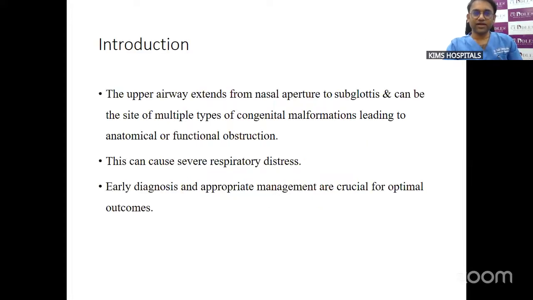The upper airway usually extends from the nasal aperture to the subglottis and can be the site of multiple congenital malformations. These can lead to either anatomical or dynamic functional obstructions, and can cause severe respiratory distress in these babies. We need an early diagnosis and appropriate management.